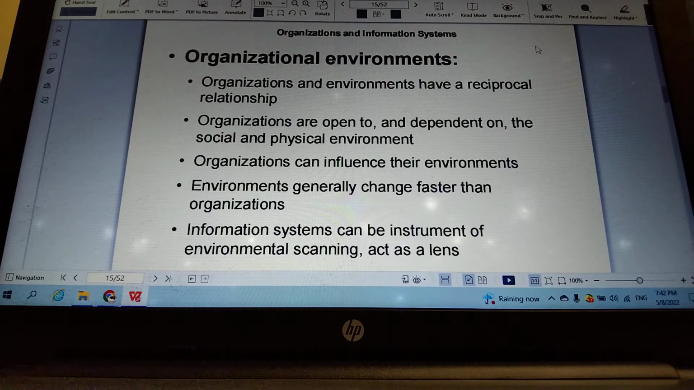Next, I'm going to continue on the organizational environment, the environment of the organization. The organization and the environment definitely have a very close relationship. They are dependent on each other.